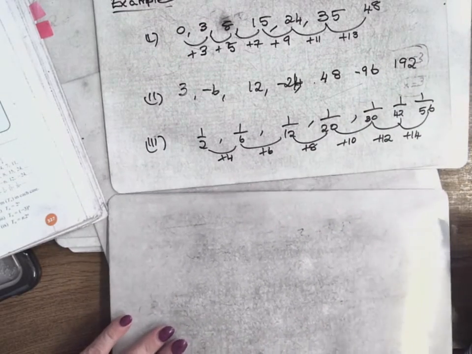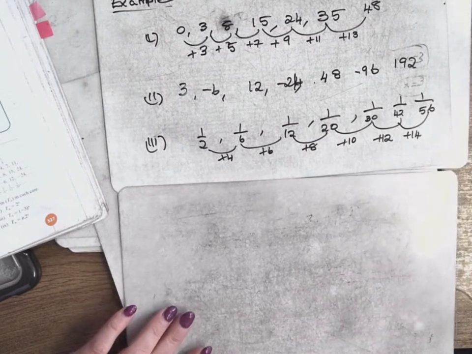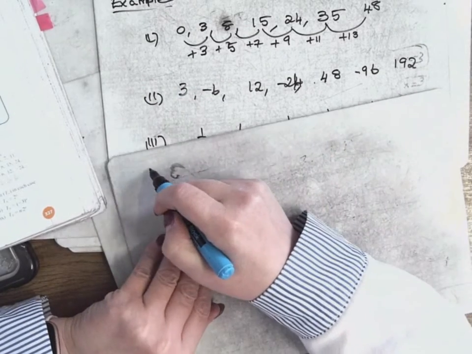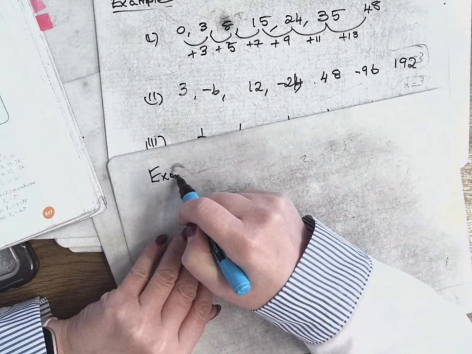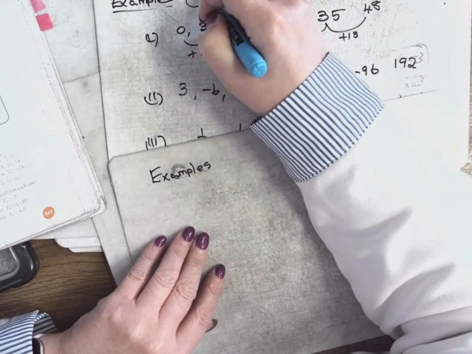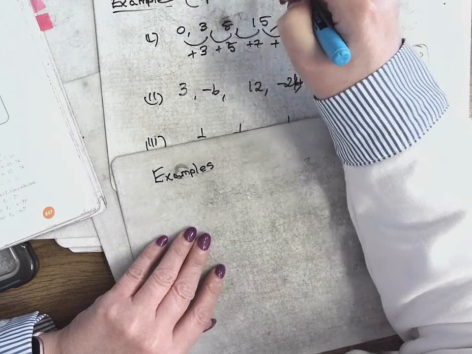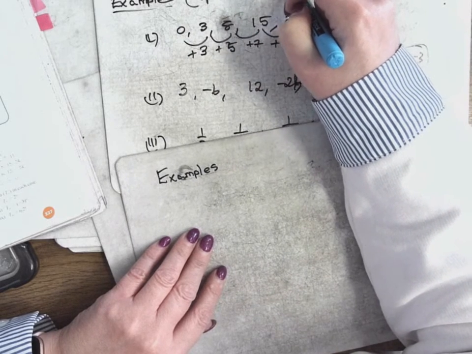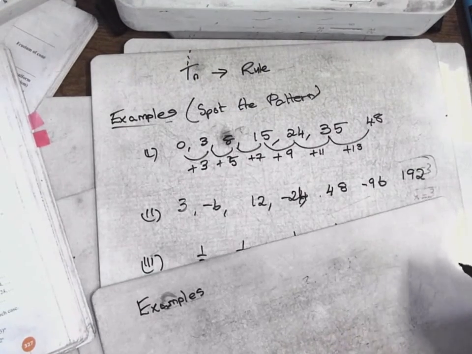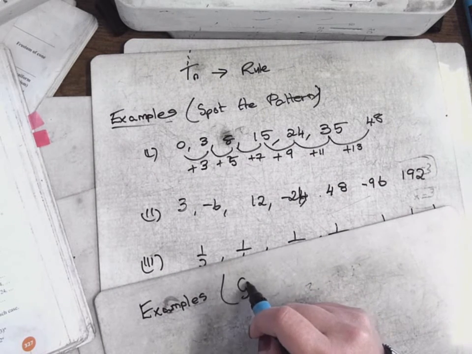Okay, so now I'm going to do examples where I give you the rule and you give me the terms of the sequence. So we'll say, given the rule. Examples again, and I'll put in brackets, spot the pattern. So they're all examples of where you spot the pattern. Is that alright? And examples, given the rule, write out the first 3 terms.